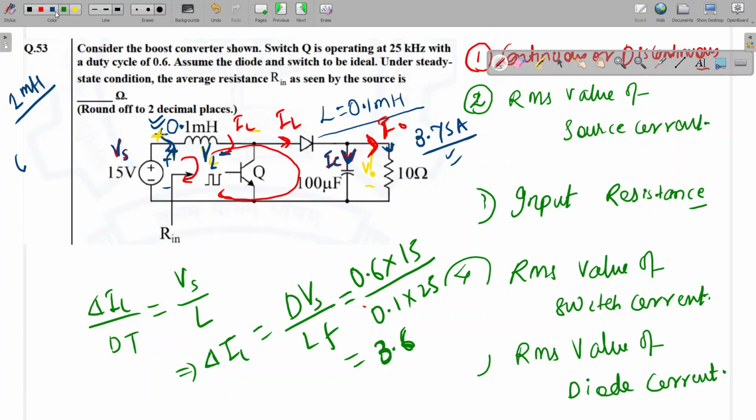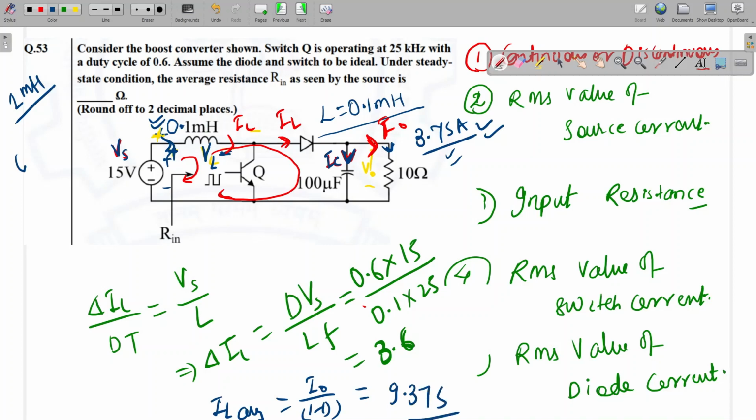What is the IL average? IL average is equal to I naught divided by 1 minus D. I naught we have already calculated, 3.75. So 3.75 divided by 0.4, how much? 9.375.